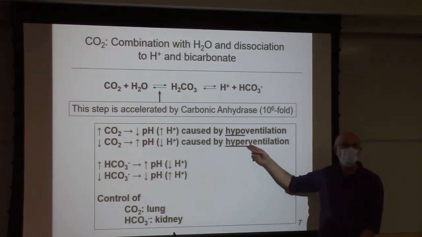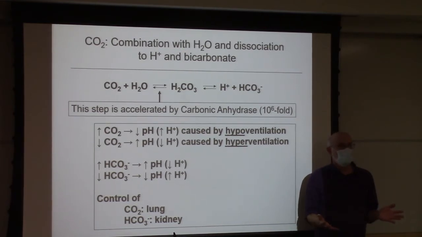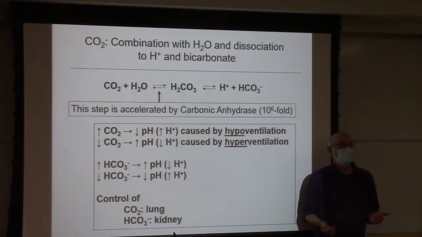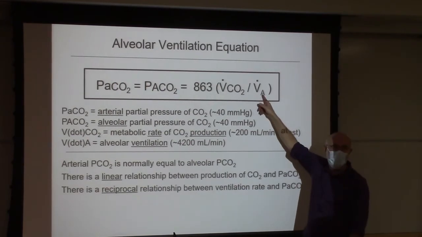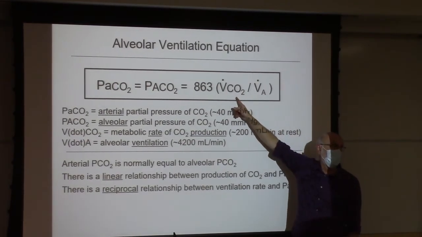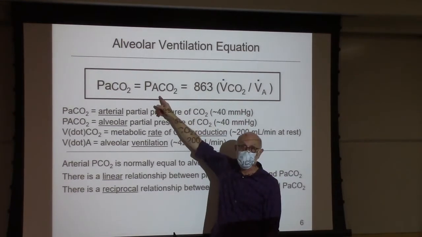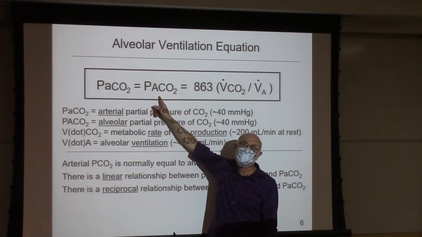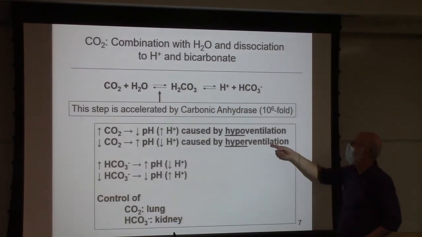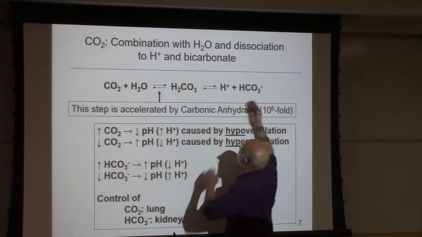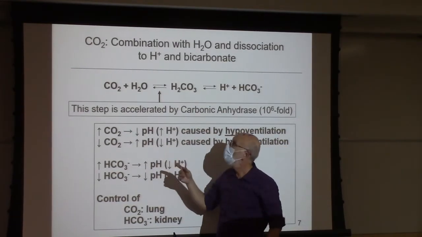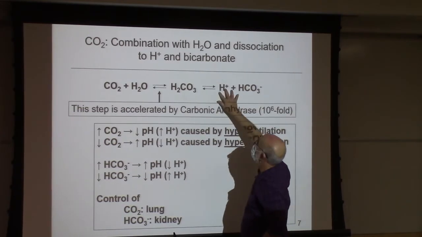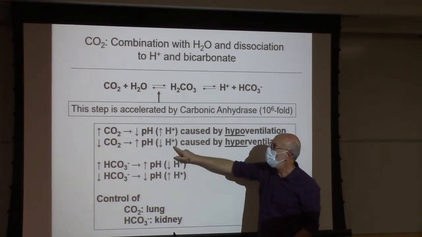Let's just say you're hyperventilating. You're sitting here at rest, your body's not exercising, but you're highly anxious and you start breathing really fast. Hyperventilation. You're ventilating more than your body needs. So your CO2 concentration goes down. Your partial pressure of CO2 goes down. Hyperventilation, low CO2 draws this reaction to the left, mass action. That lowers the amount of proton. Lower proton, high pH.